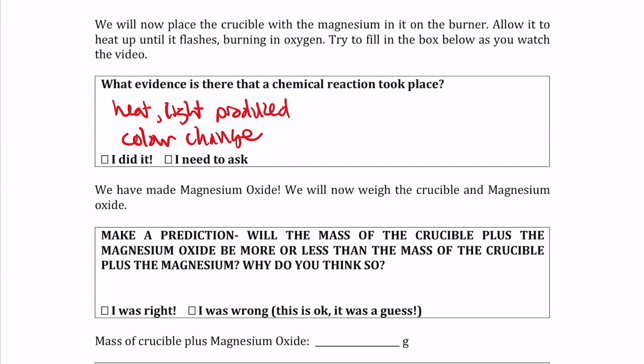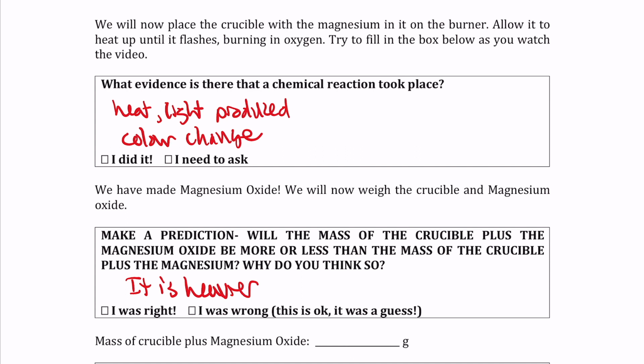It's just a prediction. But the answer is that it is heavier because it's combined with oxygen now. It was magnesium by itself, and now it has attached some oxygen to those magnesium atoms. And so it should weigh more. And that's sort of the key, that this is a synthesis reaction here, that we know for sure that those two things went together because the product weighs more than the individual reactants themselves.